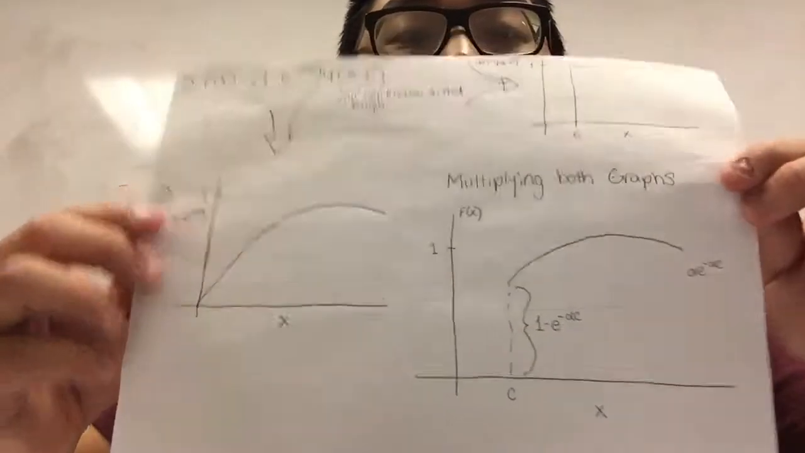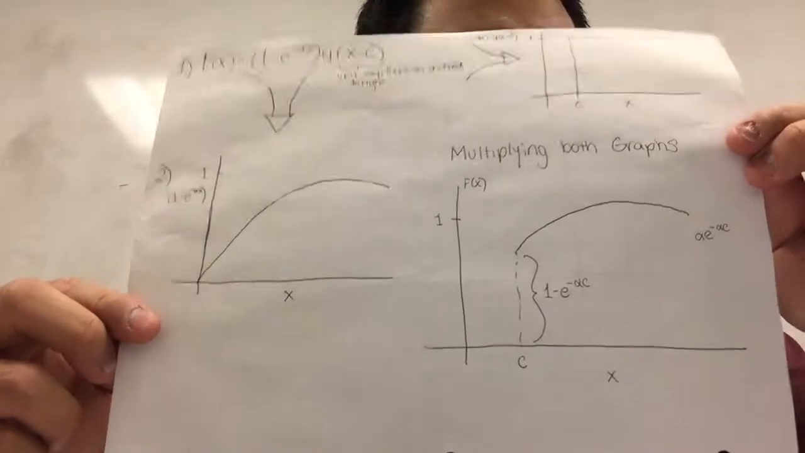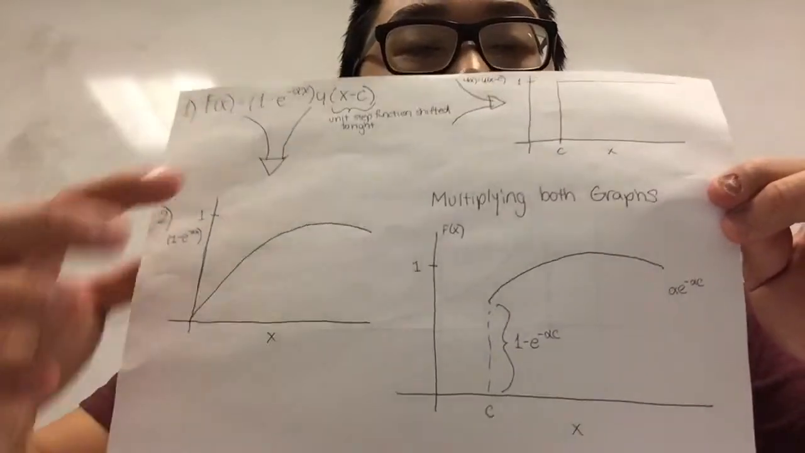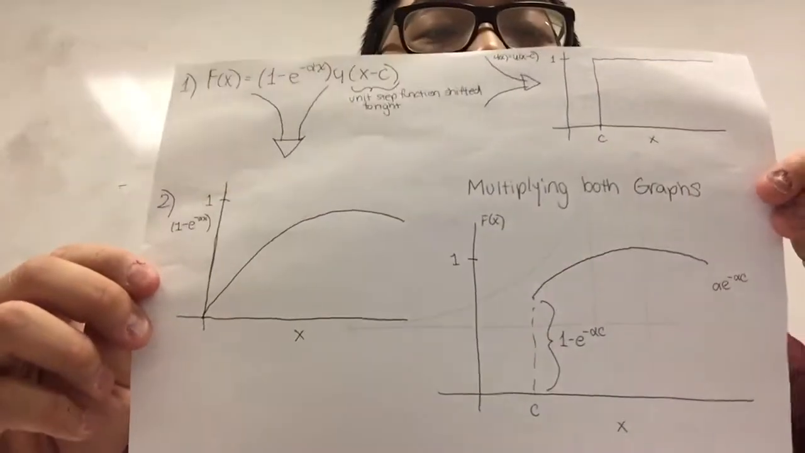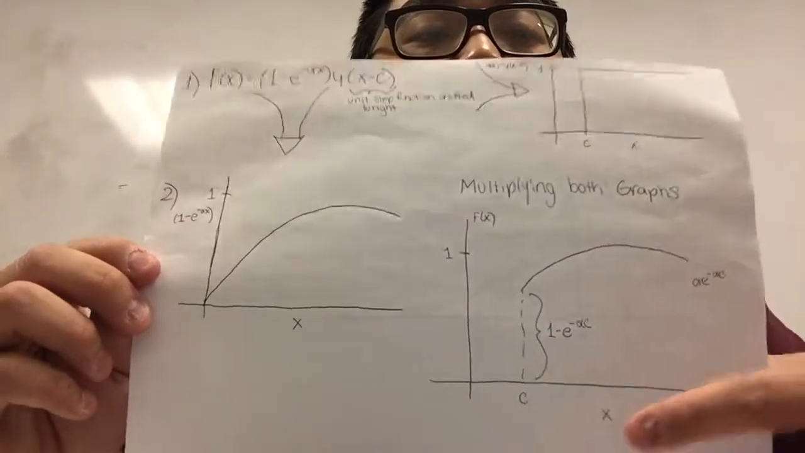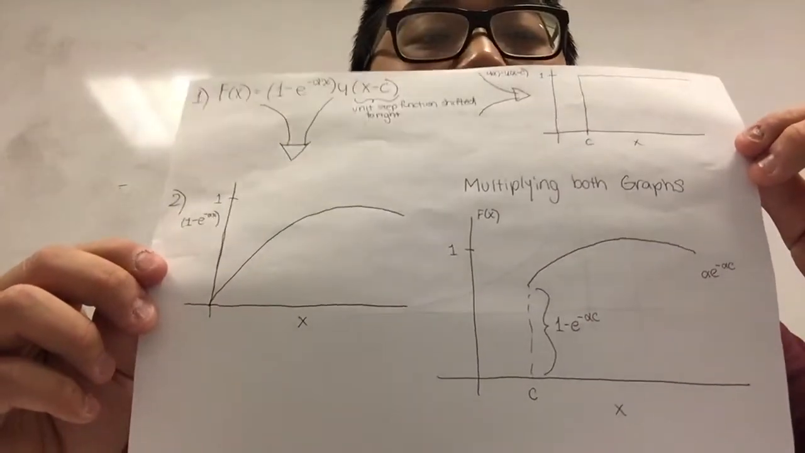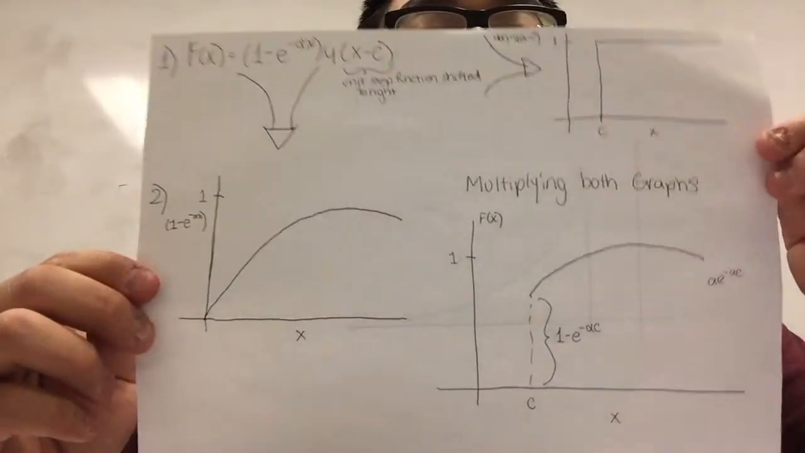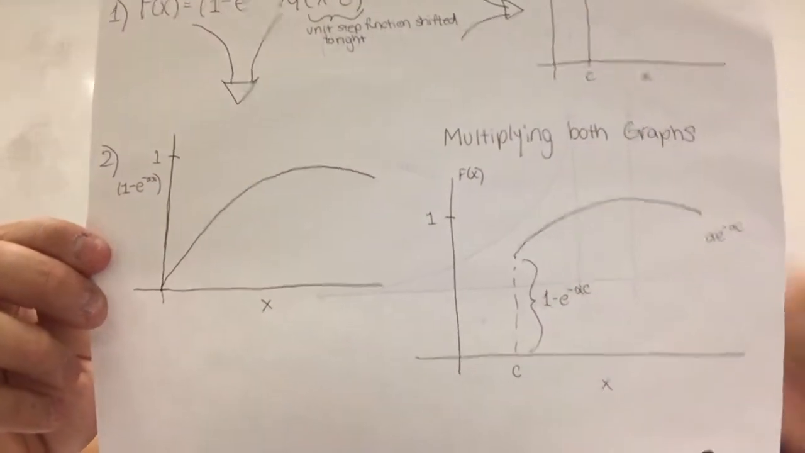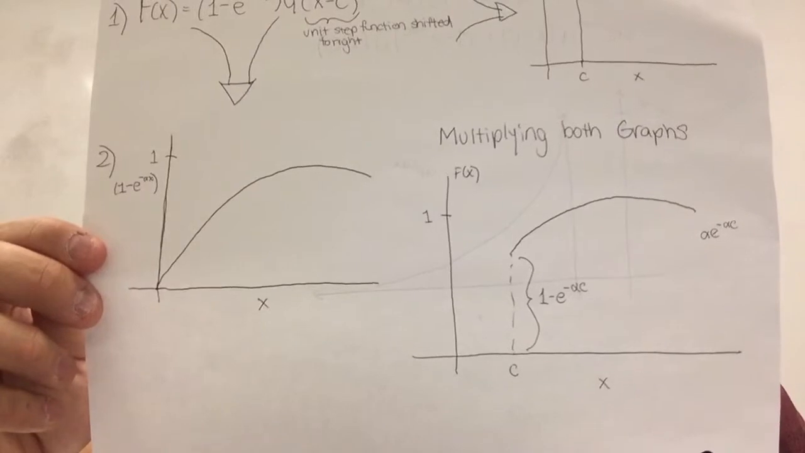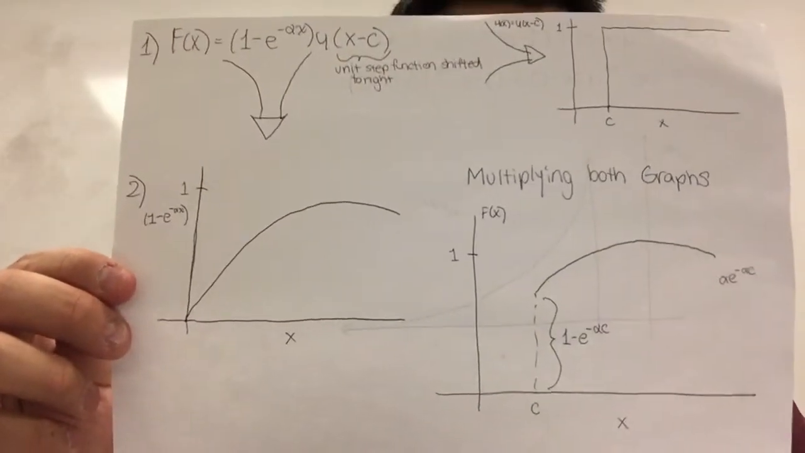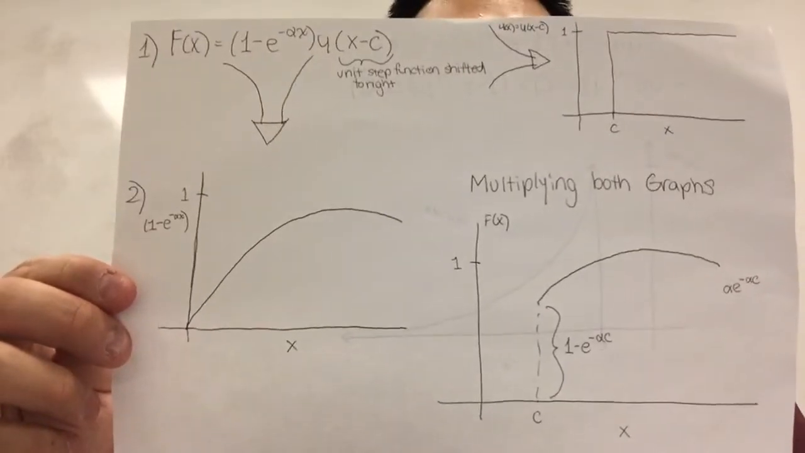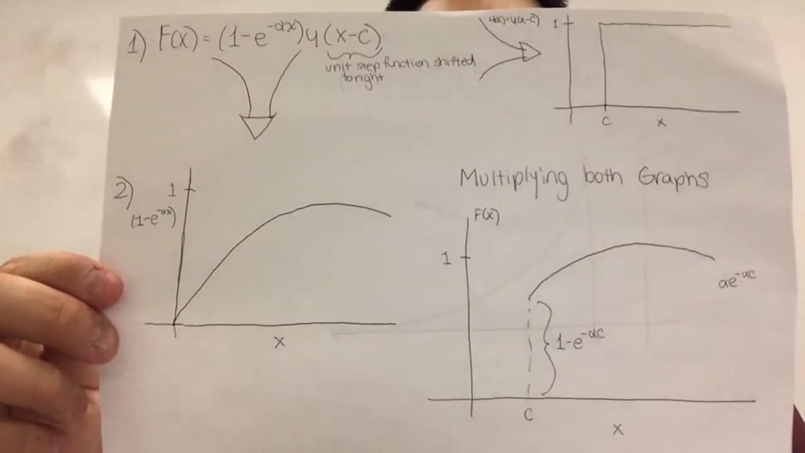is shown here. On the bottom right here is the quantity 1 minus e to the negative alpha x. To the right over here is the unit step function, u of x minus c, and then right here is the multiplied graph of both functions with a height of 1 minus e to the negative alpha c, and everything before c is 0 because if you multiply anything by 0, it's 0. So that makes sense, okay?